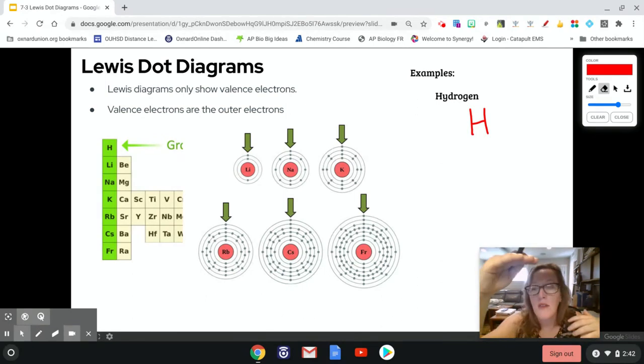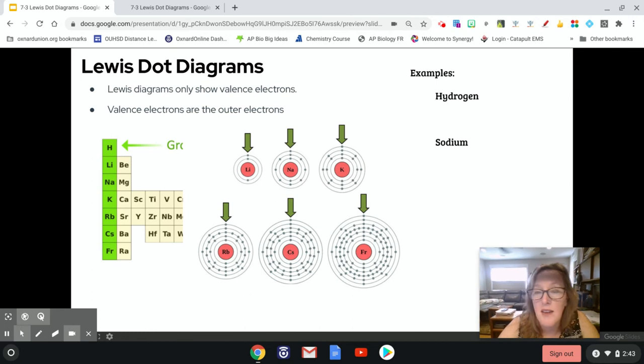So I can choose any of those four sides to put a dot. And I'm going to put one dot because there's one valence electron. All right, so there's my one dot, and that is your Lewis symbol for hydrogen. It is super easy.